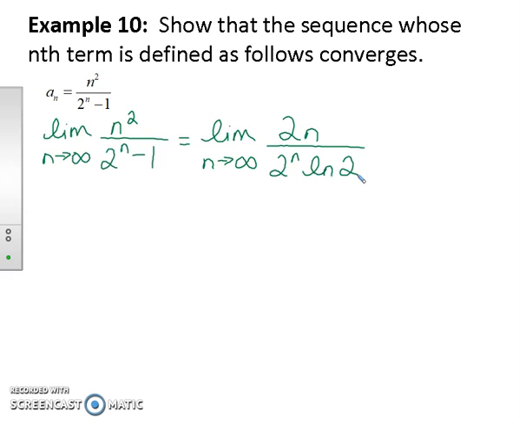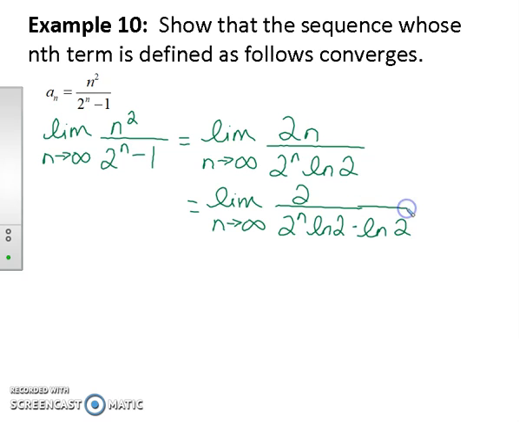And then when you do that, that is going to give you infinity over infinity again, so you have to do L'Hopital's rule a second time. You get the limit as n goes to infinity of 2 over 2 to the n times natural log of 2 times the natural log of 2 that was already there, which is irrelevant because it all ends up being 2 over infinity, which is 0, which would tell us that a sub n converges to 0. And that wraps up L'Hopital's rule.